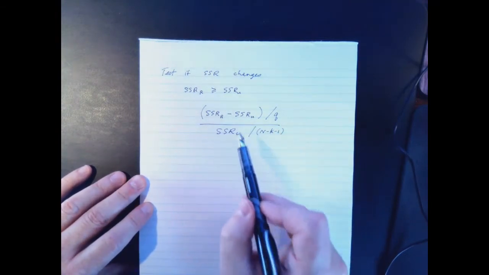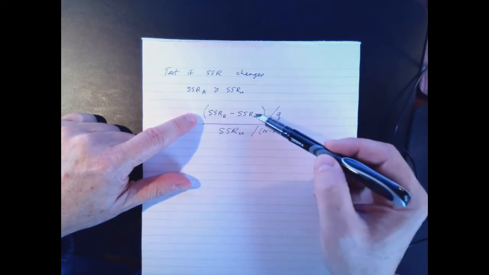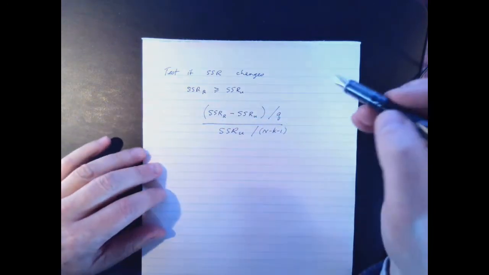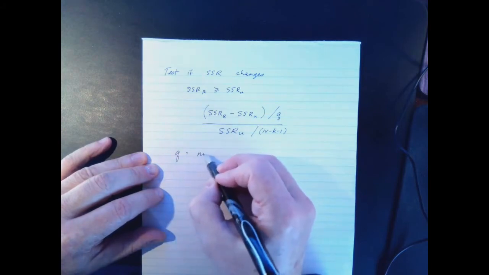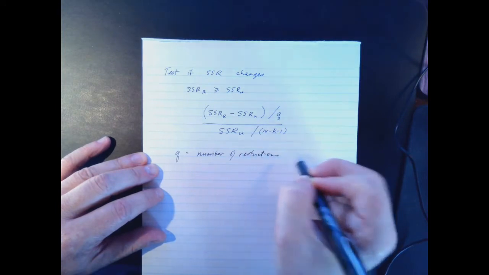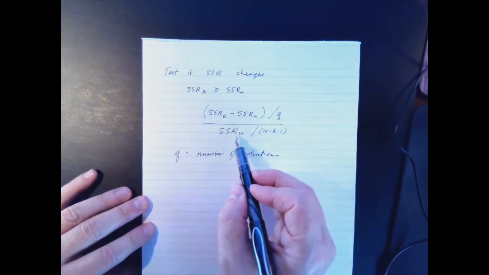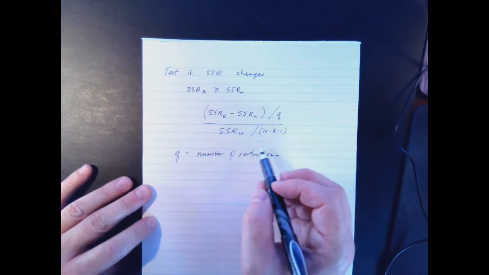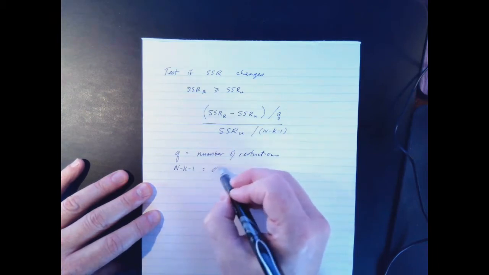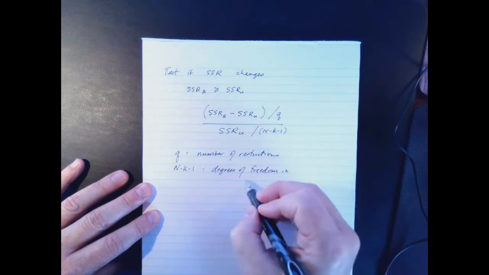So if we use this formula, we take the sum of the squared residuals in the restricted case minus the sum of the squared residuals in the unrestricted case, so we take that difference, and then we divide by Q, where Q equals the number of restrictions. And then we put all of that over the sum of the squared residuals in the unrestricted case divided by the degrees of freedom in the unrestricted model.